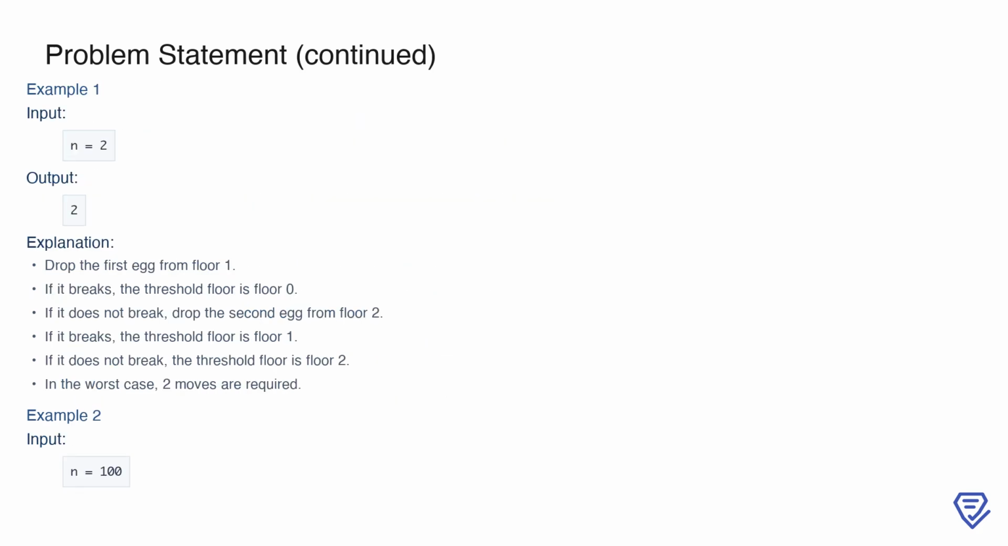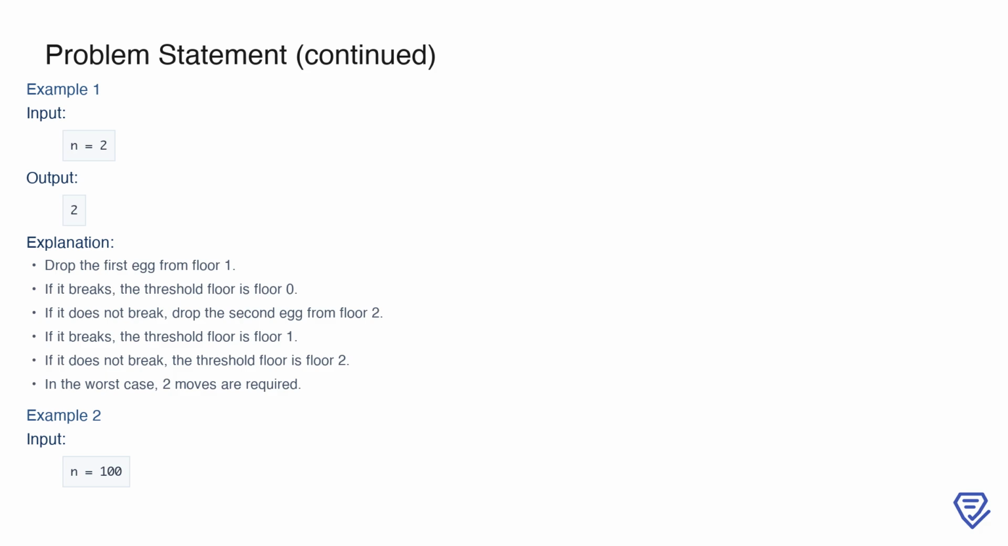Let's look at the first example. Here, the total number of floors, n, is 2. The output is 2 moves. Here's how it works. First, drop the first egg from floor 1. If it breaks, the threshold floor is 0. If it doesn't break, drop the second egg from floor 2. If the second egg breaks, the threshold floor is floor 1. If it doesn't break, the threshold floor is floor 2. In this scenario, the worst-case number of moves to determine the threshold floor is 2.